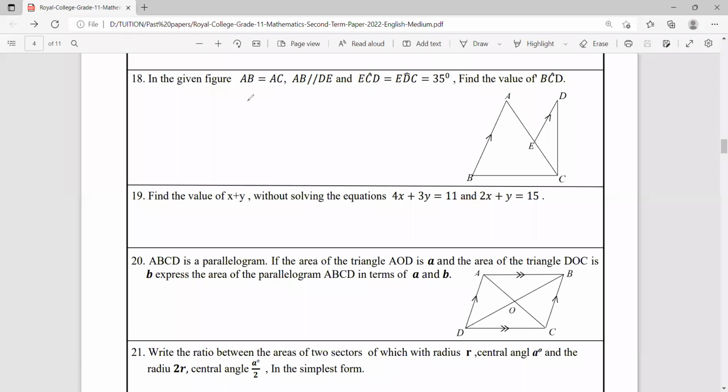Here. In the given figure, AB equals AC, right? Therefore, we have to take this like this. AB equals AC. Then this angle should be equal to this angle also. AB is parallel to DE, and ECD is 30. ECD and EDC, these are 30 degrees. So you have to see.